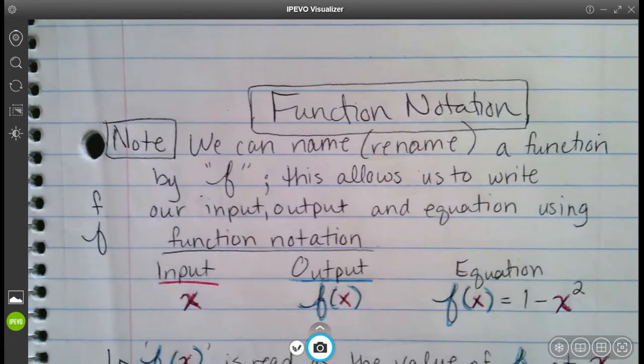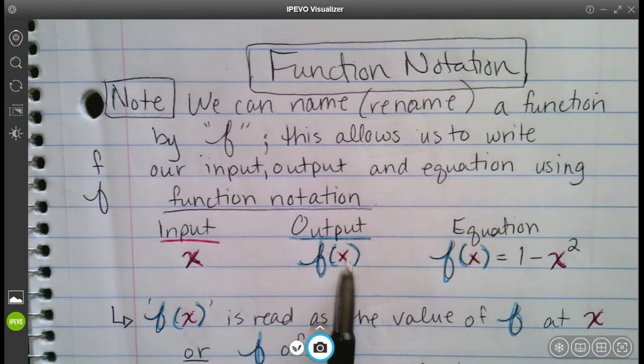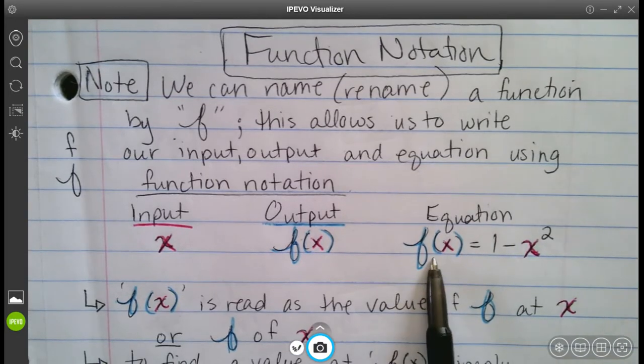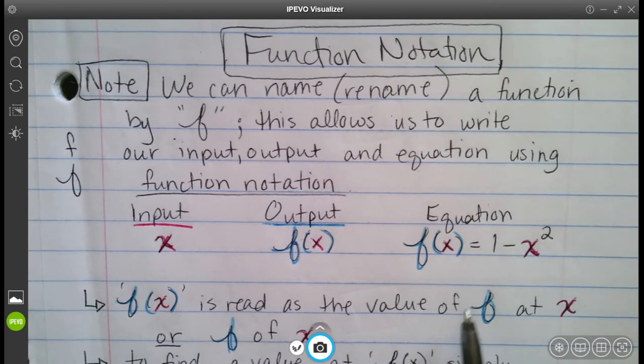That should be "by," not "b." So this is, again, a little bit more review. We have our input x, output f of x, and the equation f of x equals 1 minus x squared, one of the ones that we just used a few minutes ago.